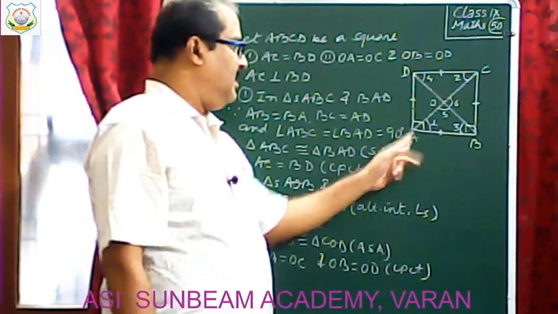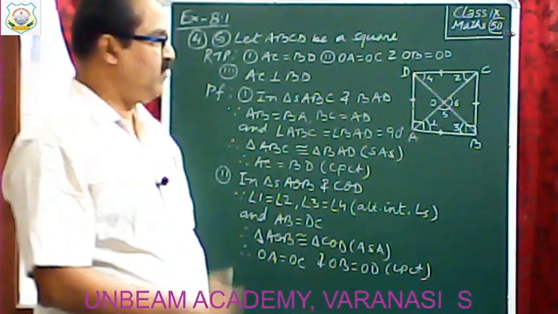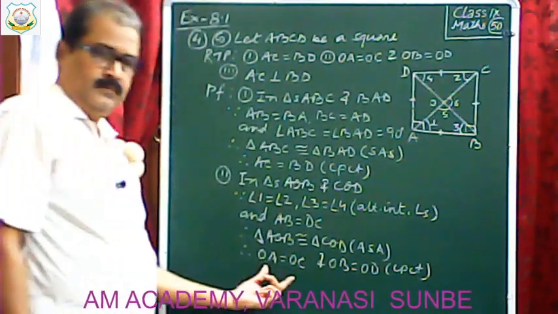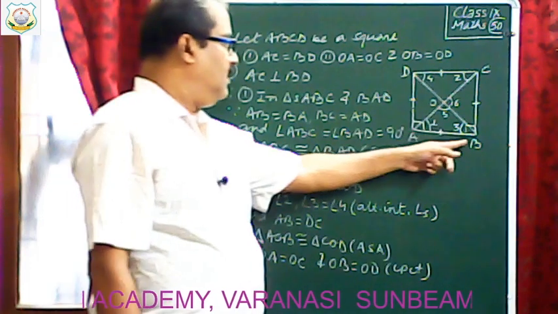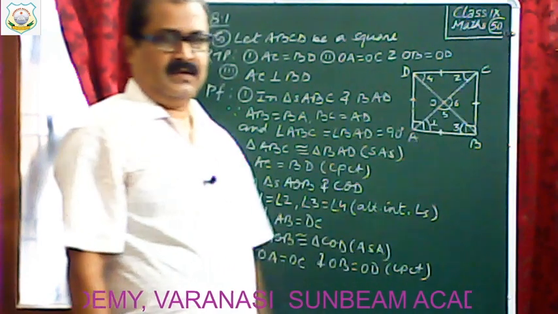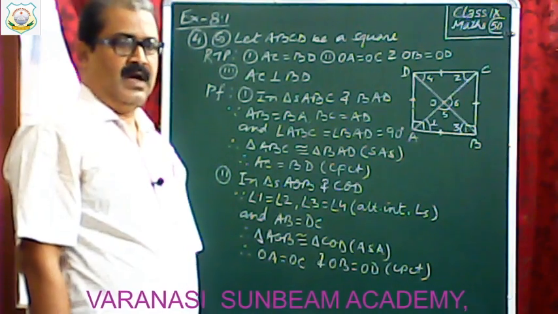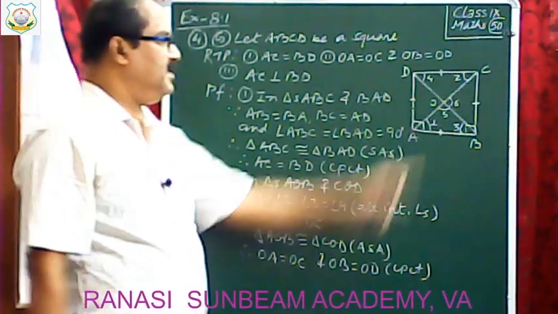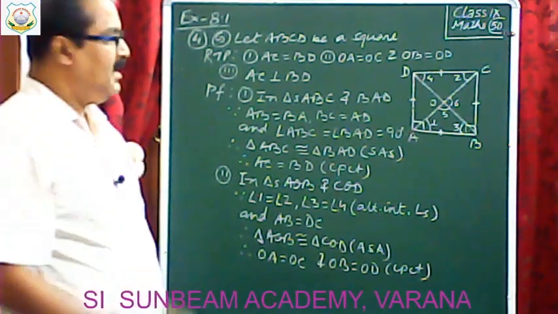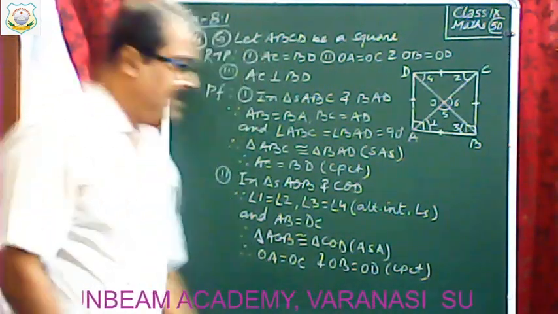We have to consider triangle AOB and COB, and we have to prove both the triangles are congruent. How? We have OA equal to OC, we have shown. AB equal to BC, sides of a square. OB is the common side. So by SSS criteria, both the triangles AOB and COB are congruent. Then by CPCT, angle 5 equal to angle 6 and angle 5 plus angle 6 equal to 180 degrees. Then each angle is 90, means AC perpendicular to BD.